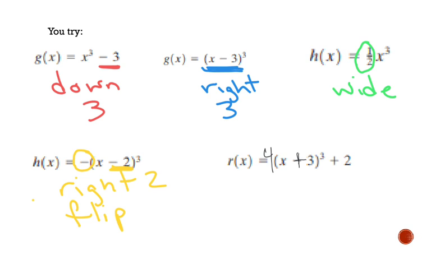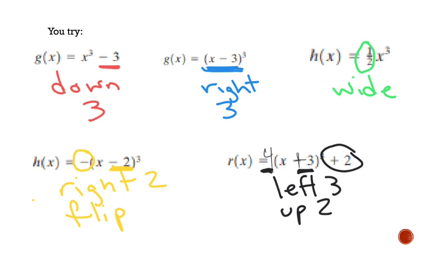And then the last one here, we have r of x equals 4 times the quantity of x plus 3 cubed plus 2. So plus 3 inside the parentheses, that moves it left 3. The plus 2 on the outside moves it up 2. And the 4 that's out in front, the absolute value of 4 is bigger than 1. So that makes it skinny.